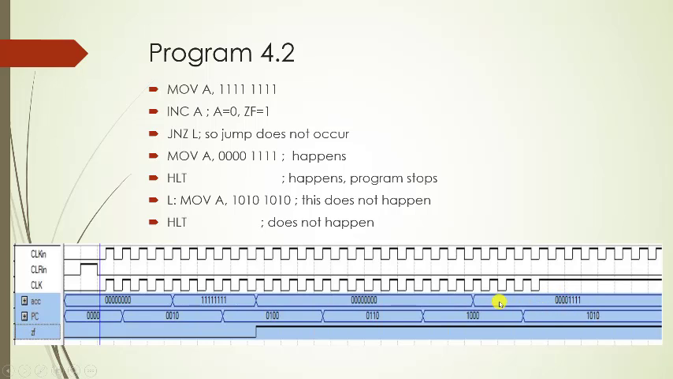In the accumulator we can see that 0 0 0 0 1 1 1 1 is stored, and then the program halts. Here the last two lines of the program do not occur. Here you can also see that the program counter moves serially, which is 0 0 0 0, then 2, then 4, then 6, then 8, like it moves serially.